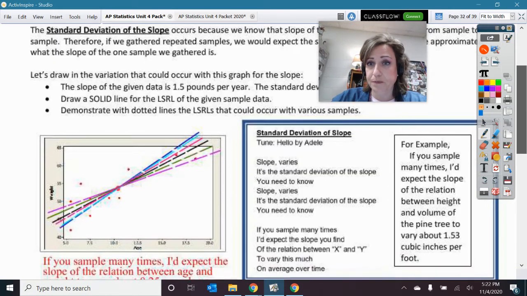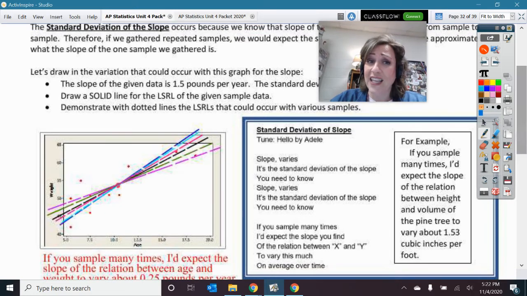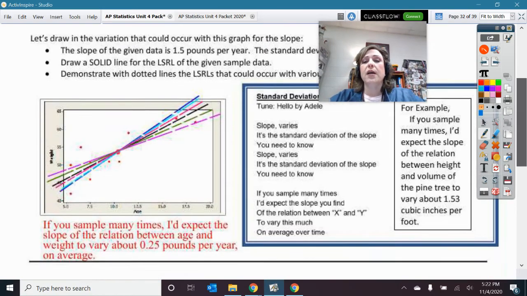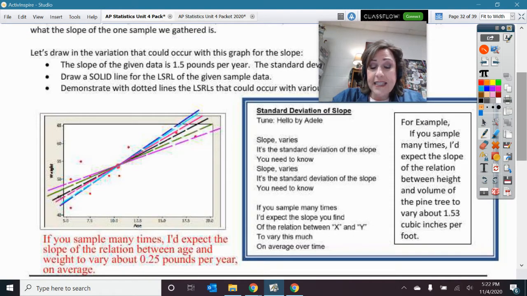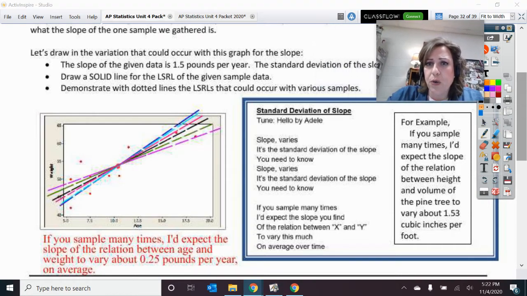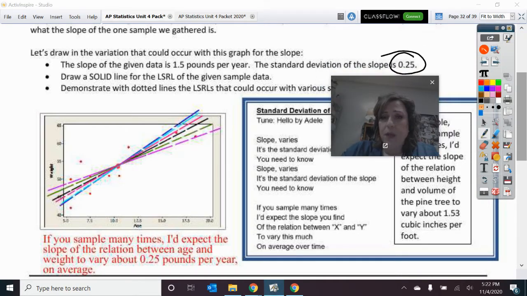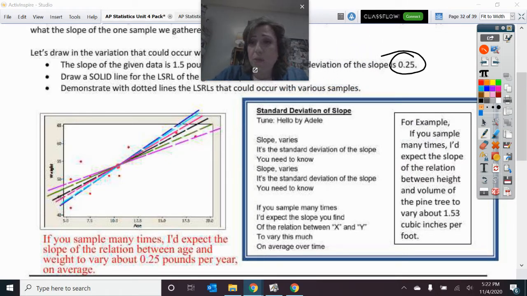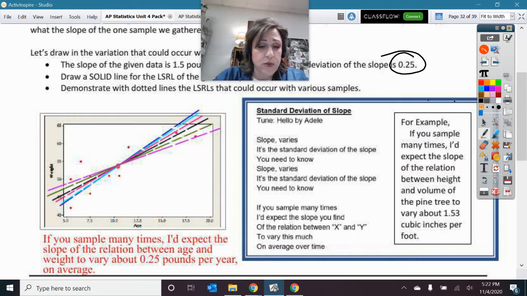So let's take a look at our sample, because we have to be able to say what's happening in context. Okay? So what we say is, in this case, if you sampled many times, so if you had many different collections of data, then I'd expect the slope of the relationship between age and weight to vary about, oh, I said that the standard deviation of the slope was 0.25 right there. Okay, so I'd expect the slope to vary about 0.25 pounds per year on average. Okay, so we have to remember that way of saying it.